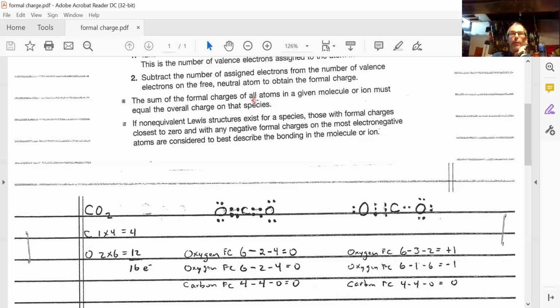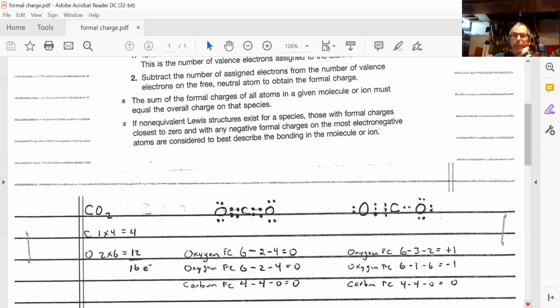Now, the sum of the formal charges of the atoms in a given molecule must equal the overall charge, and it does here, and it does here. It says that if non-equivalent Lewis structures exist for a species, those with formal charges closest to 0, and with any negative formal charge on the most electronegative atoms, are considered to best describe the bonding in the molecule or ion. So this one has the charges closest to 0 compared to this one. So this one here is considered the more viable, or the better model, for what we have.